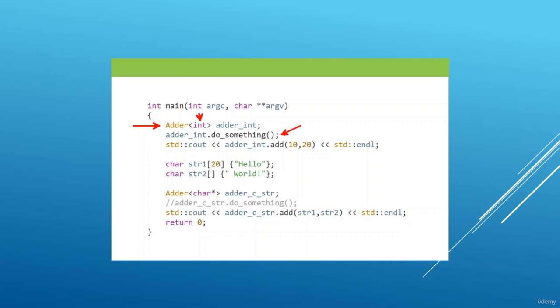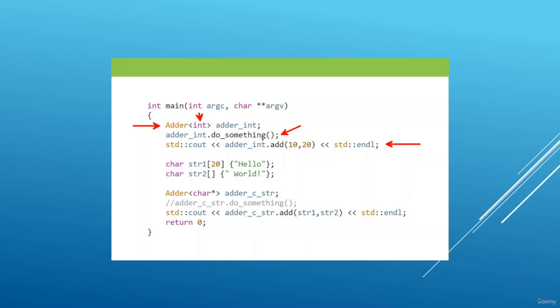We can call our doSomething method. It is going to do whatever it does. We can call the add method from this object, and this is going to return the sum of 10 and 20. This is going to work just fine. If you create an object of this class template for double or long, it is going to work just fine.